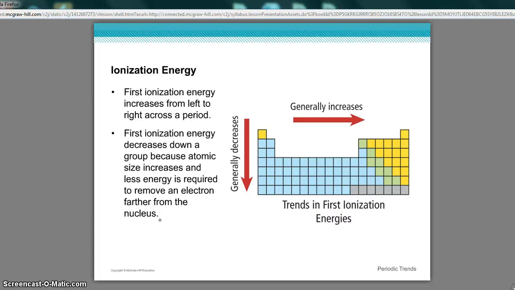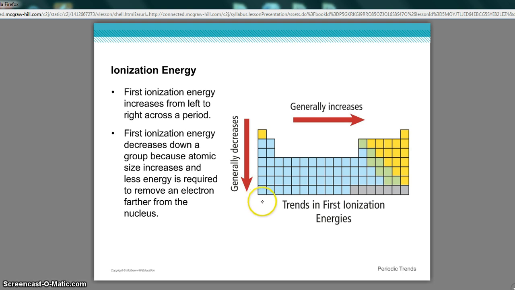So the element with the most ionization energy will be helium because it's the smallest, so it takes the most energy to remove one of its electrons. So up here, this is going to be the highest ionization energy. Down here will be the lowest because the atoms are the biggest and the electrons are the least attracted to the nucleus.